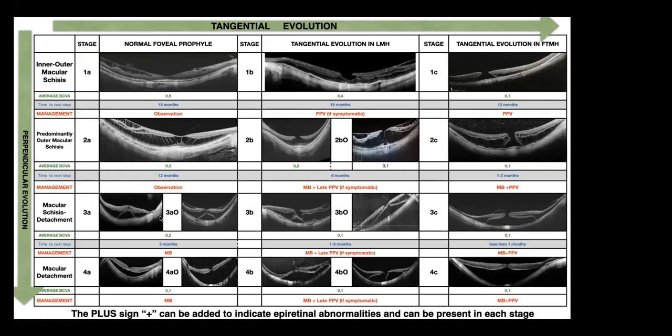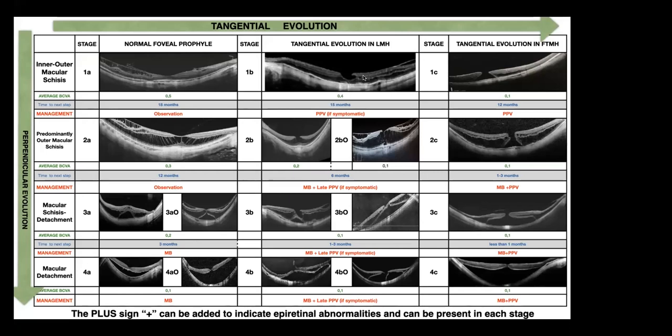Instead, in stage 3A, 3 and 4A, my advice, you see in red MB, that stands for macular buckle. This is the perfect indication to start with the buckle only. No vitrectomy, only buckle. And I will show you how, because you reattach the fovea and stop the progression of the disease forever.